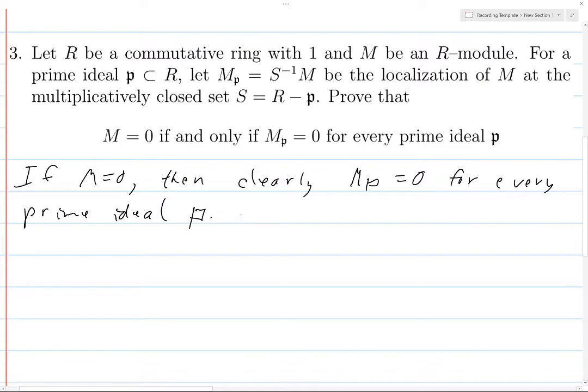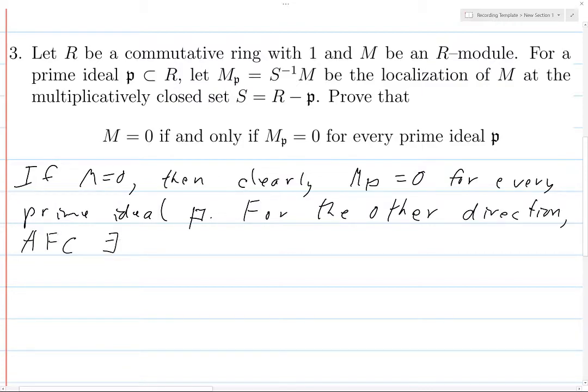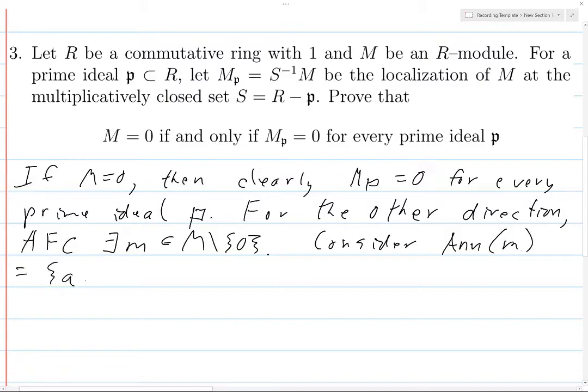But anyways, for the other direction, we're going to assume for contradiction that there exists some element m in capital M set minus 0. Now consider the annihilator of this element m. And of course the annihilator is just the collection of all little r in capital R such that rm equals 0.